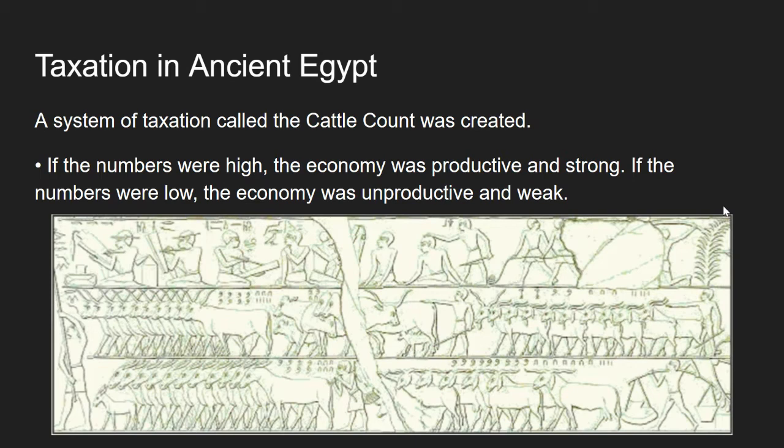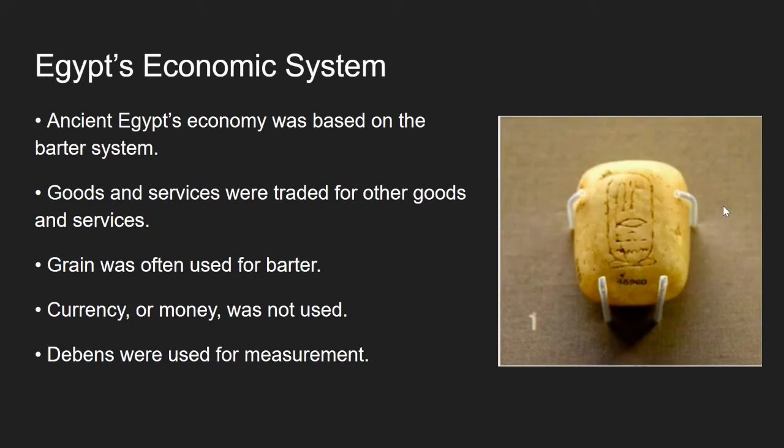If the numbers were high, the economy was productive and strong. If the numbers were low, the economy was unproductive and weak.